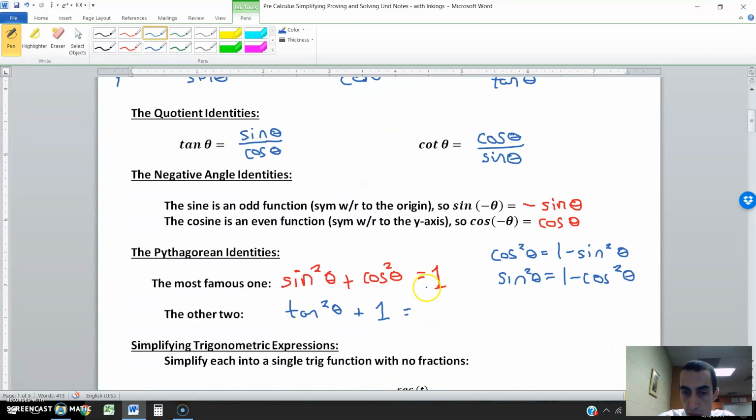So this then becomes secant squared. So this is another useful identity right here. Now I've got one more for you. Let's say that instead of dividing both sides by cosine squared, we decide we're going to divide both sides by sine squared. So if we do that, then this sine squared divided by sine squared becomes 1.